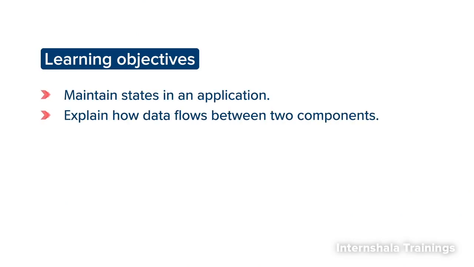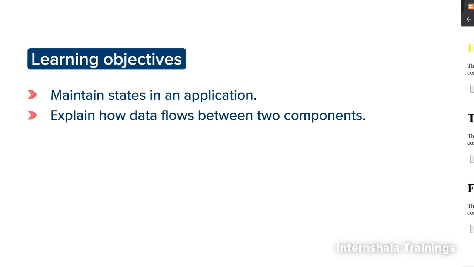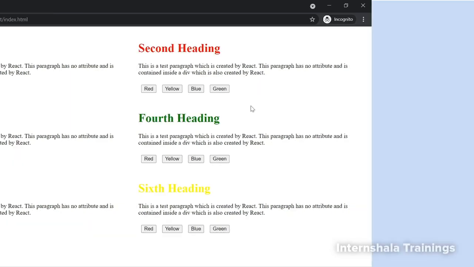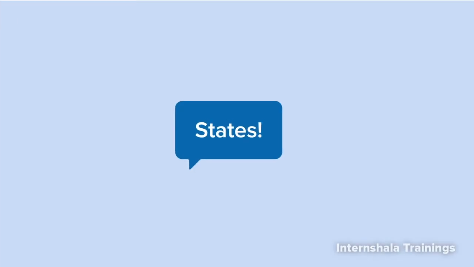After going through this video, you will be able to maintain states in an application and explain how data flows between two components. In the previous topic, we introduced states to our app.js code, and by using them, we were able to change the color of the headings upon user interaction. In this video, we will learn a few more interesting things about states.